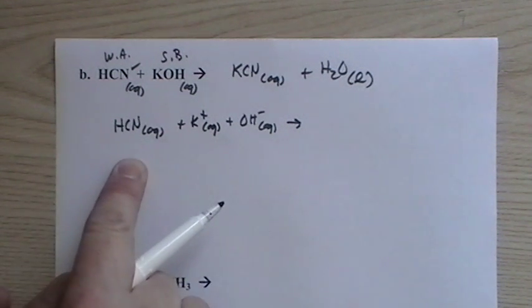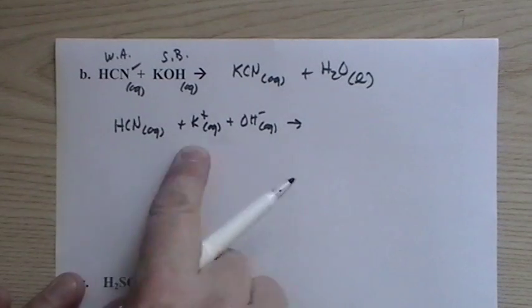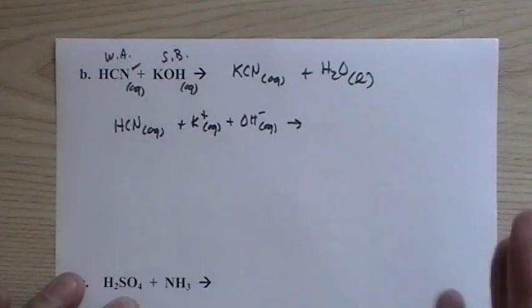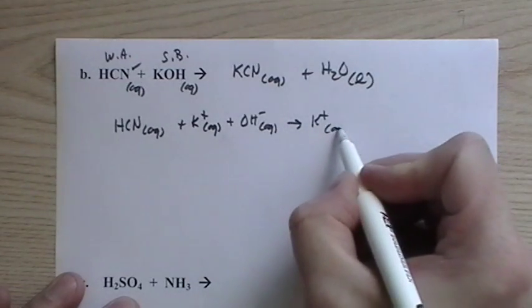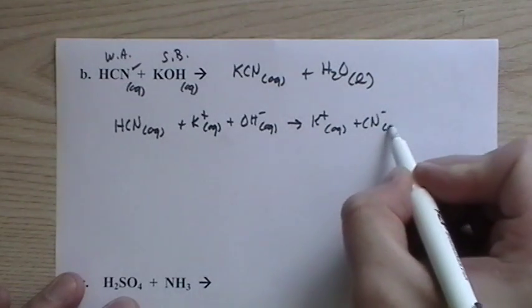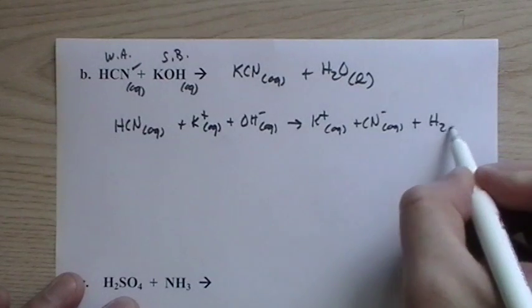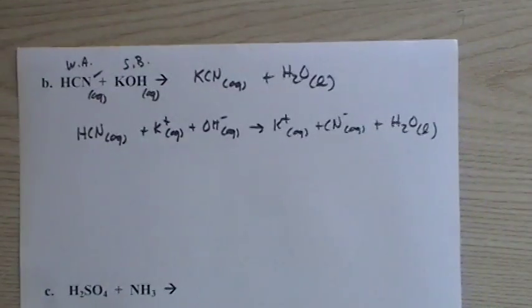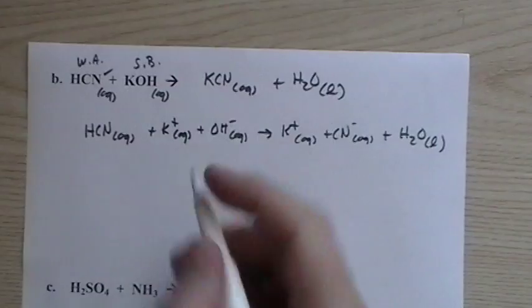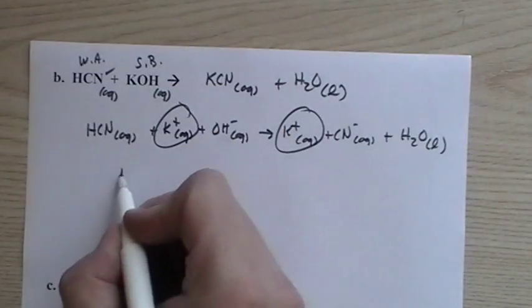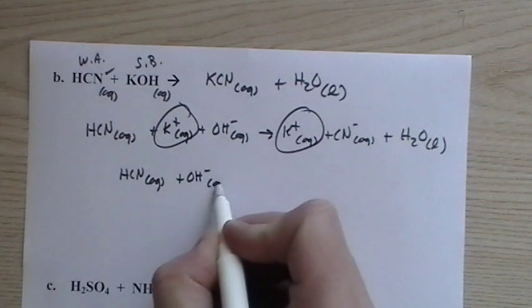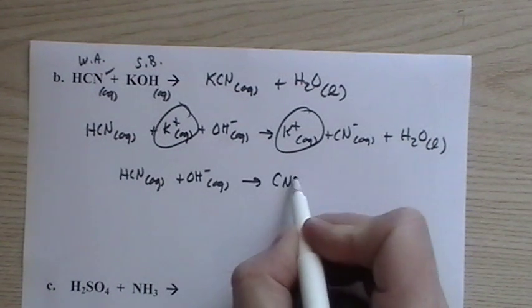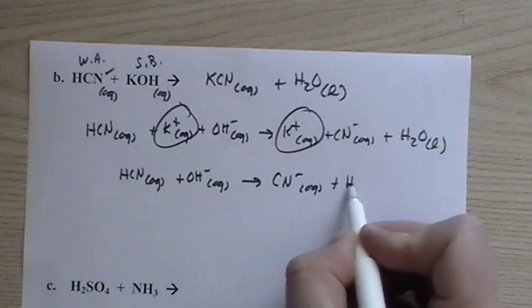So it's like ammonia. It's a molecular compound that we leave intact. In this case, it's a weak acid rather than a weak base. This KOH is an ionic compound. It's a base, but it's made up of ions. Those break up. K plus, CN minus, and H2O as water. Well, it still looks about the same. Well, take a look here at spectator ions. This HCN, because it doesn't break up into ions, that's the difference. So the full molecule reacts with OH minus to produce CN minus and water.